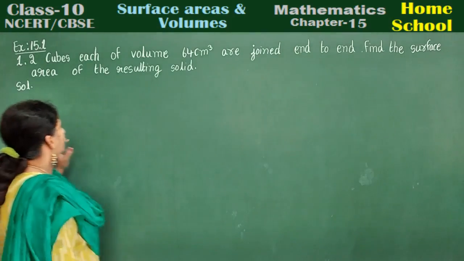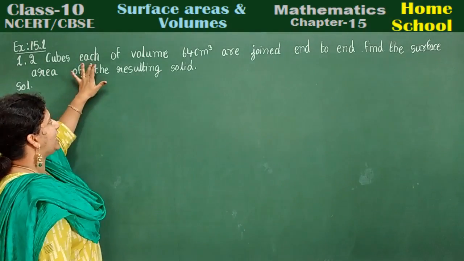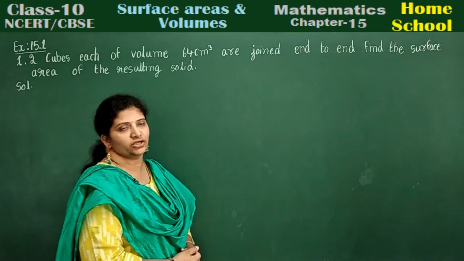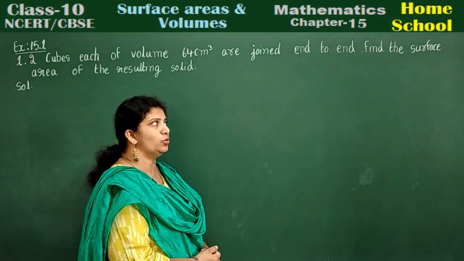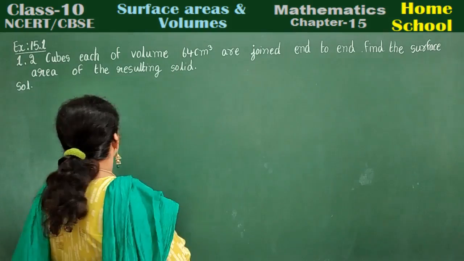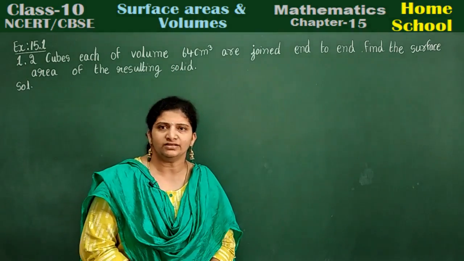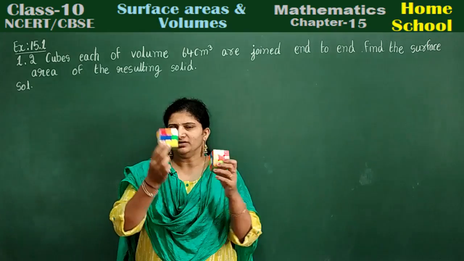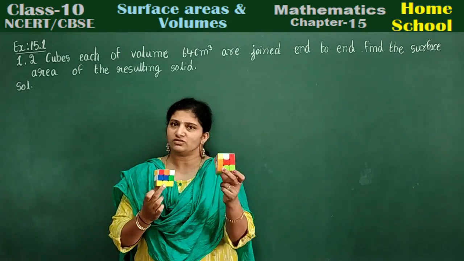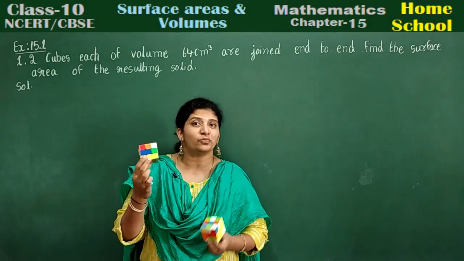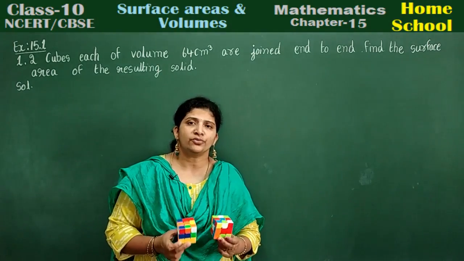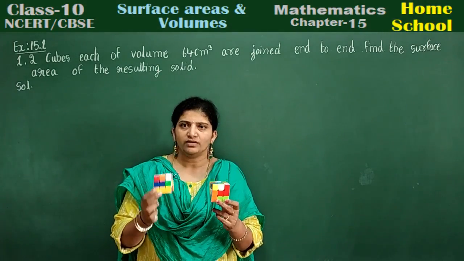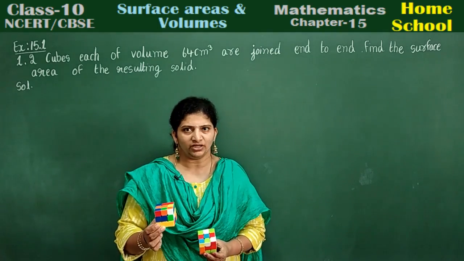First problem. Two cubes each of volume 64 centimeter cube are joined end to end. Find the surface area of the resulting solid. Let's take two cubes. Imagine this is a cube and this is also a cube, and this we call it as a Rubik's cube. What is your problem? Two cubes each of volume 64 centimeter cube.